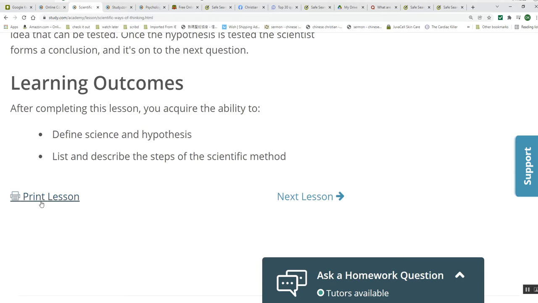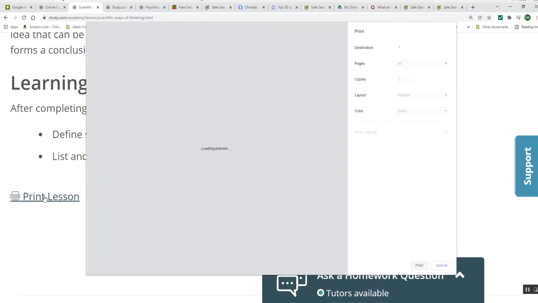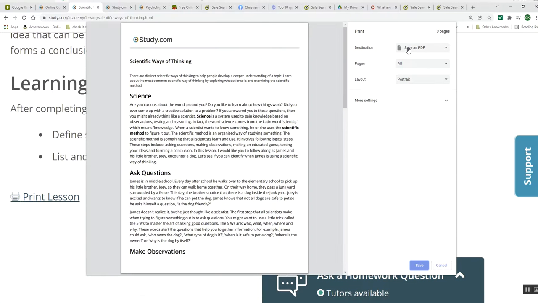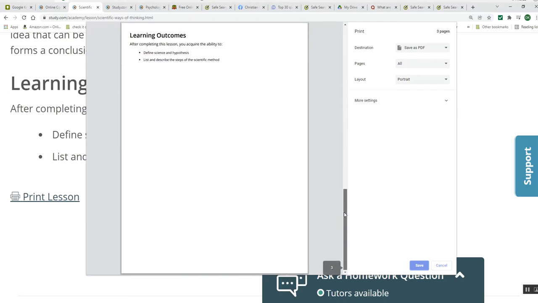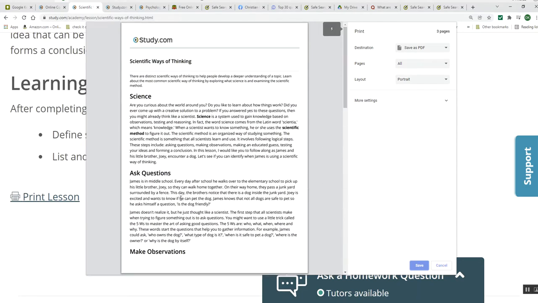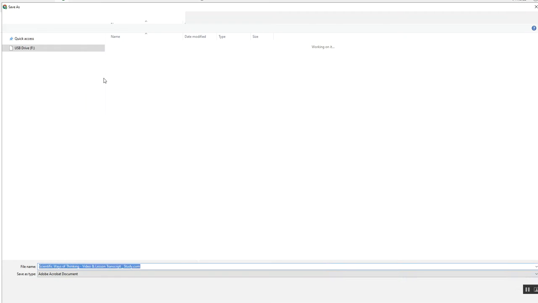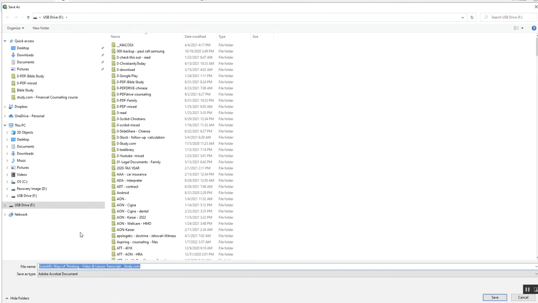You could go to print lesson or do next lesson. I click on print lesson and I could save it as a PDF file. There's a scroll bar in the middle, so you could scroll all the way down and look at the pages. I think there are 2 or 3 pages. Then you could click save to save it in a flash drive or a computer. I advise saving it on an external drive, like a flash drive, something outside of the computer. Click save, and there you go.